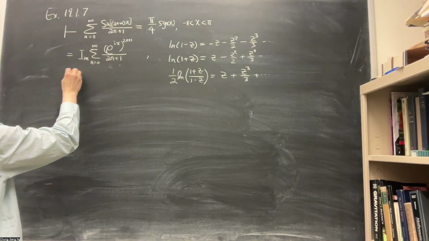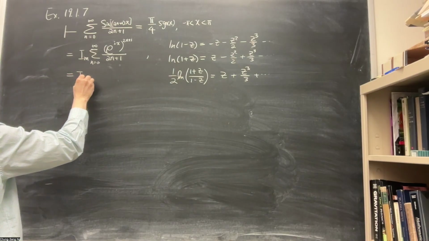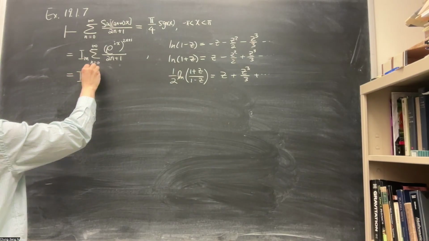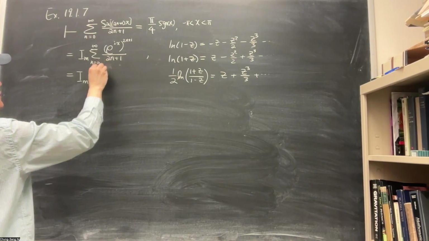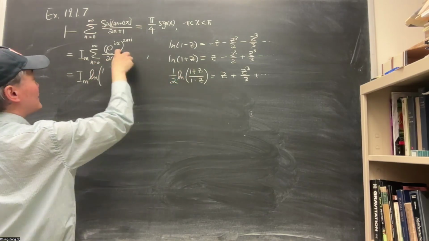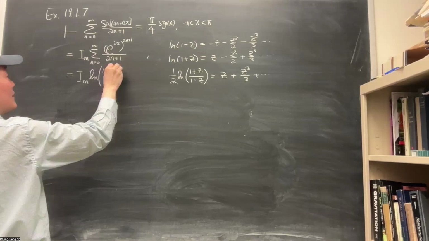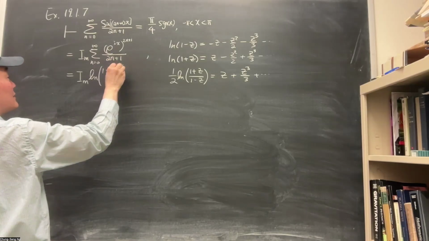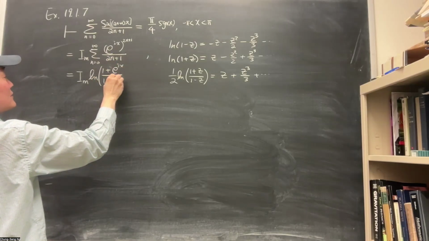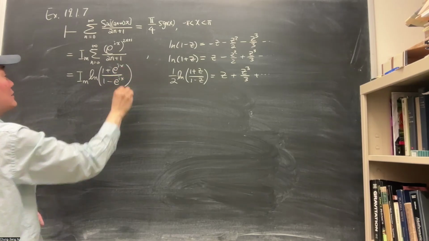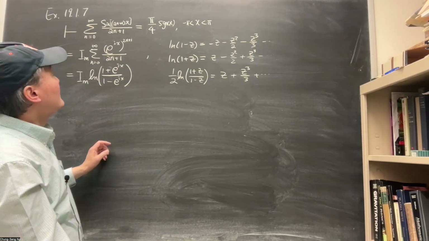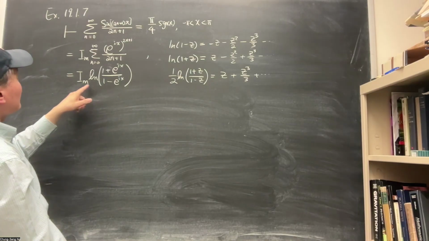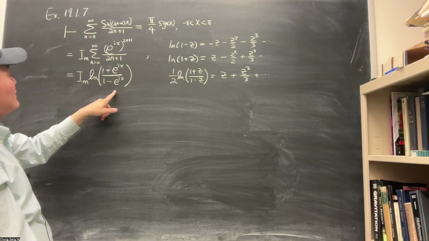So this means that this can be summed like that. And so this is the imaginary part of log of 1 plus z over 1 minus z. Oh, and our z is e to the power of ix. Okay. And now this is taking the imaginary part of the log.